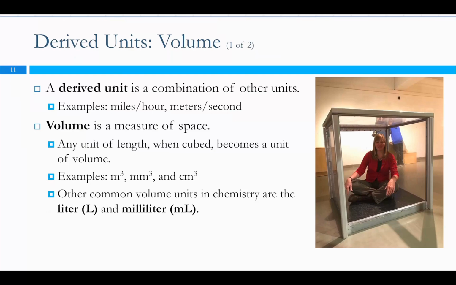So other things, again, would be miles per hour, meters per second, derived units. There's a lot of shenanigans you can get up to in physics with derived units, converting between things.